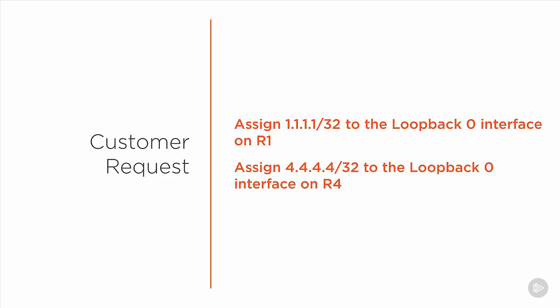Let's take a look at our next request. Assign 1.1.1.1/32 to the loopback 0 interface on R1 and 4.4.4.4/32 to the loopback 0 interface on R4. Okay, what exactly is the loopback 0 interface?